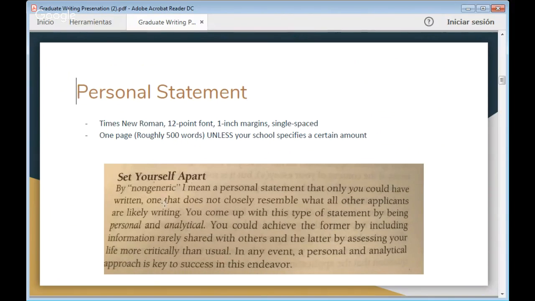Looking at this little example here, we say setting yourself apart by focusing on being non-generic, which is a statement that only you could have written and something that doesn't resemble what other applicants are likely writing. So what you want to make sure is that this is something unique to you that tells your personal story, and it'll give more insight to who you are as a person that the admissions counselor may not be able to gather just from your resume alone. So this is an opportunity for you to explain yourself personally to the admissions counselor.